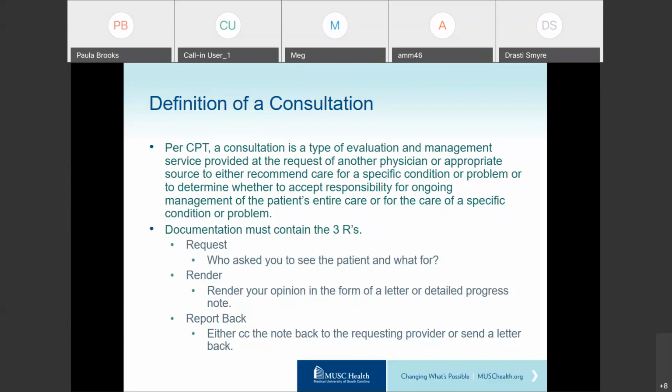Your documentation has to contain your 3 R's. That's your request. So who asked you to see that patient and for what? Render. You need to render your opinion either in the form of a letter or your detailed progress note that can be sent out to that requesting provider. And then your report back. Either CC the note back to the requesting provider, or make sure that you send a letter back to them.